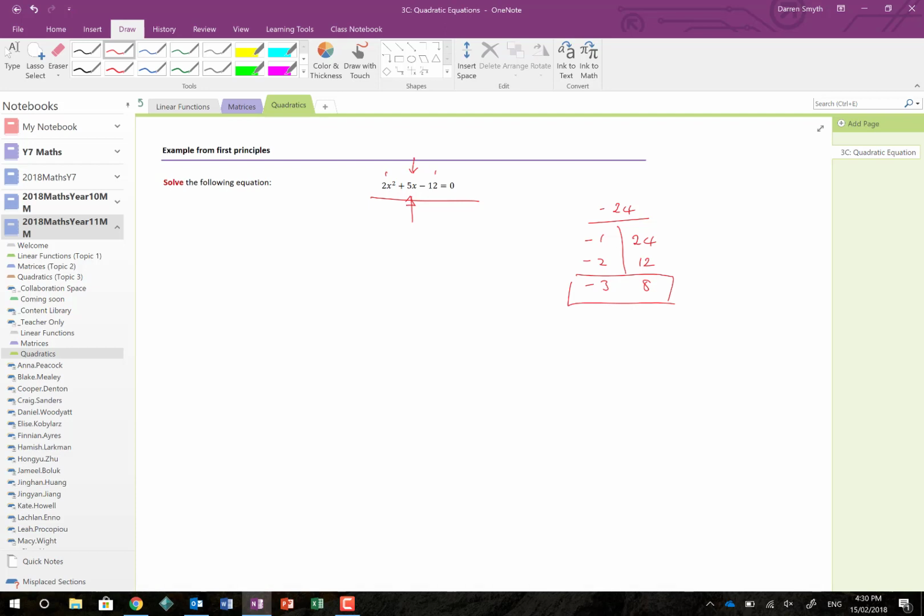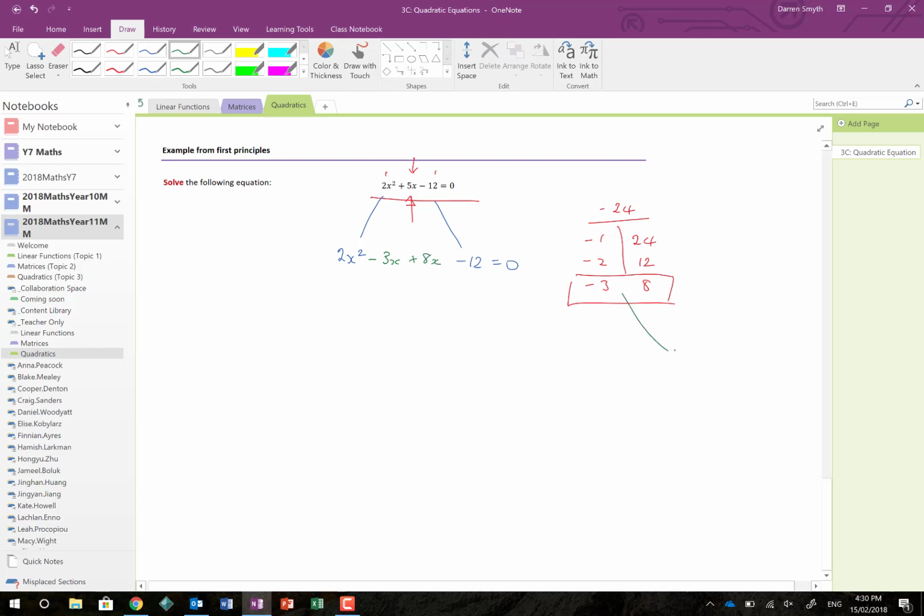So, remembering that we're doing this to split that middle term up, the first term stays as 2x squared. The second term stays as negative 12. That's still equal to 0. And so we've split that term up into now minus 3x plus 8x minus 12.